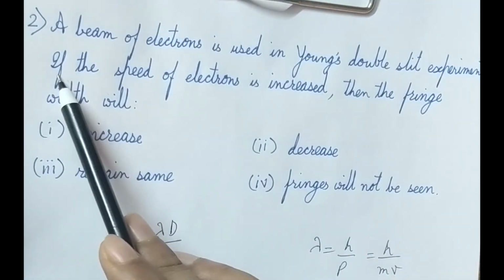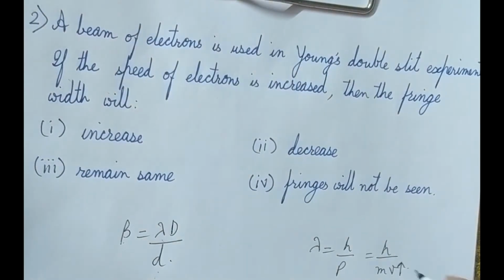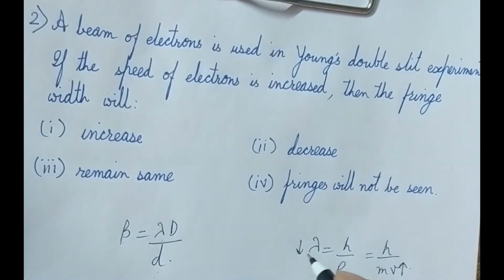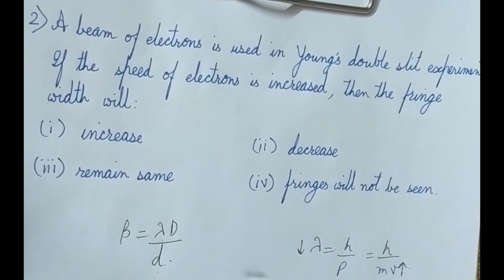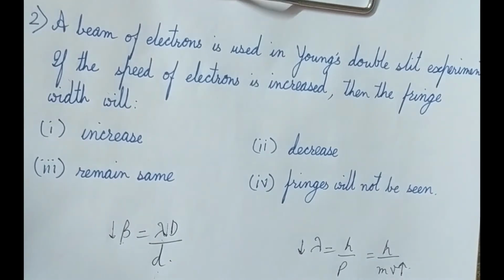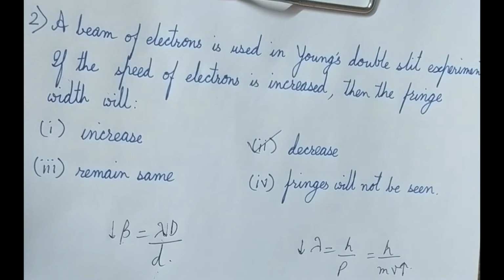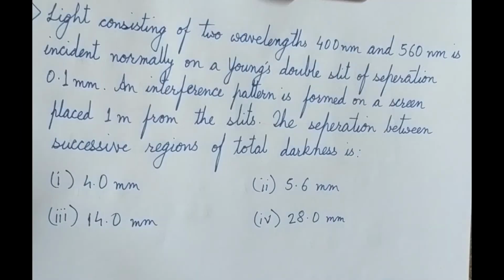So over here it says that the speed of the electrons is increased. So if v is increased, lambda value goes down because they are inversely proportional. And since lambda value goes down over here, we know that beta value also goes down because they are directly proportional. So correct option in this case is going to be option number 2. Let's move ahead to the next sum.